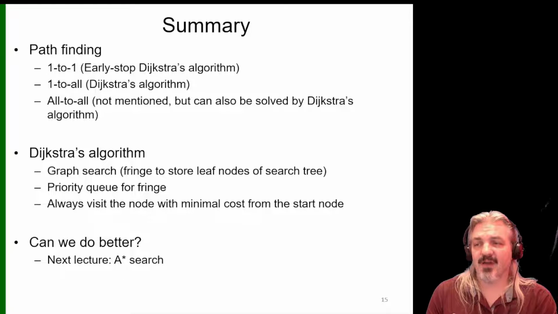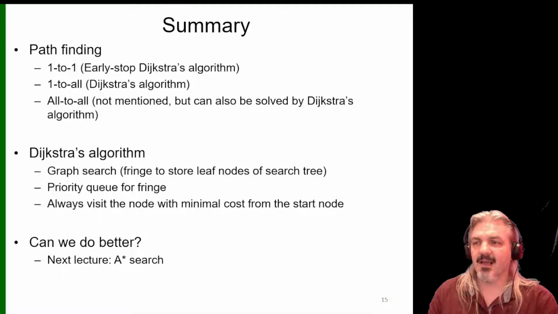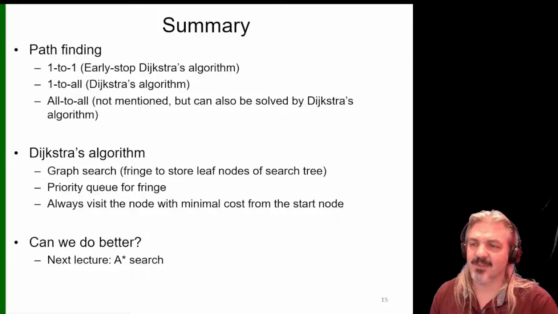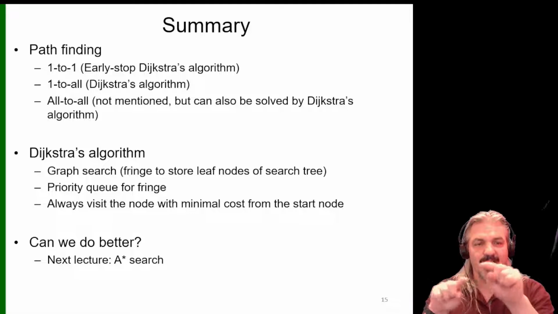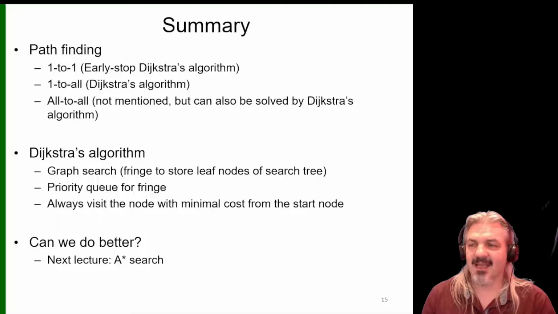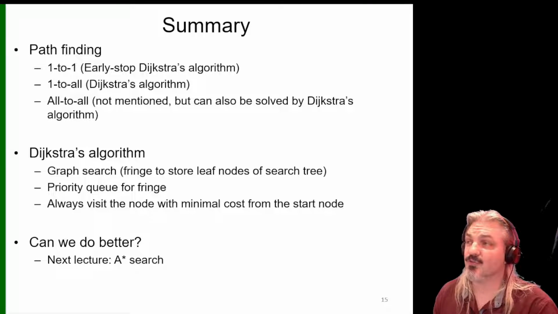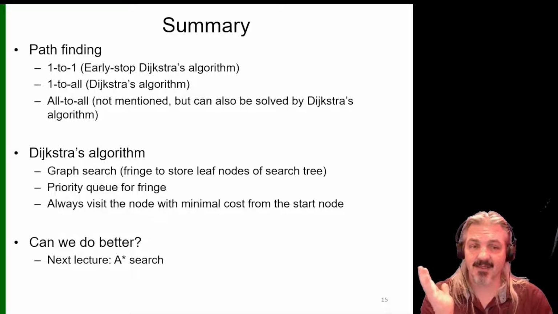If your Dijkstra does one to all of them, you can do all-to-all. I didn't mention it, but it's also solved by Dijkstra's algorithm. You can go through and find the shortest path from everyone to everyone. And if you have a directed graph, that's a very different number than if you have these undirected graphs, right?